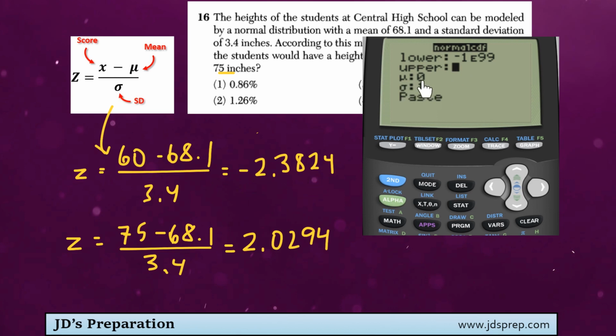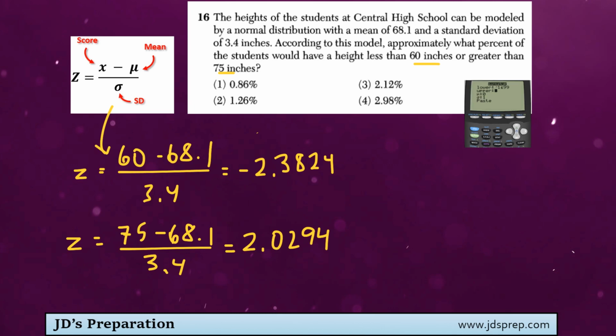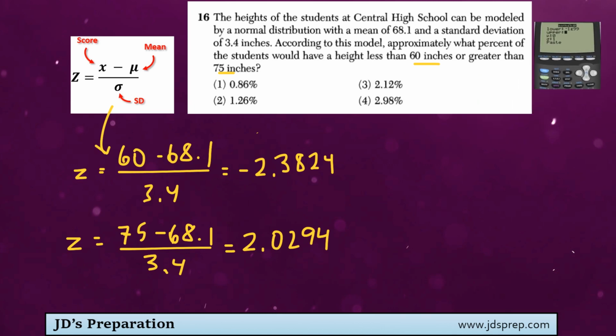You actually don't need to change the other values here. Just go down to paste and hit enter. After doing that, you'll see that you get the percent as a decimal, so you want to make sure you multiply it by 100. And you get a percent of 0.86%.